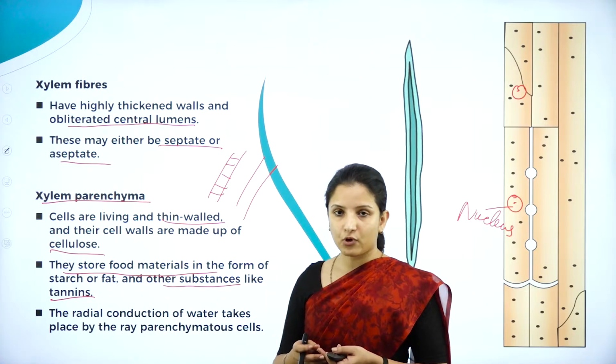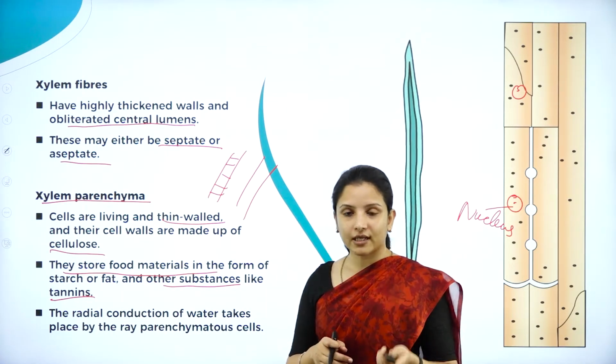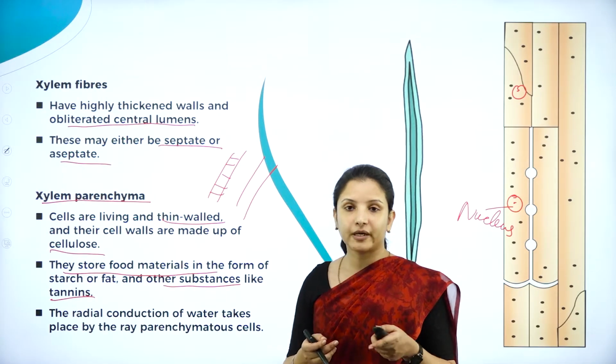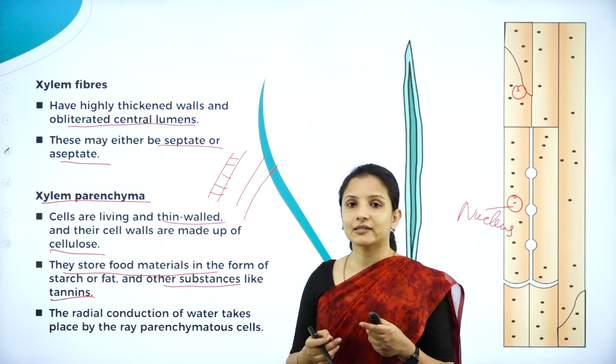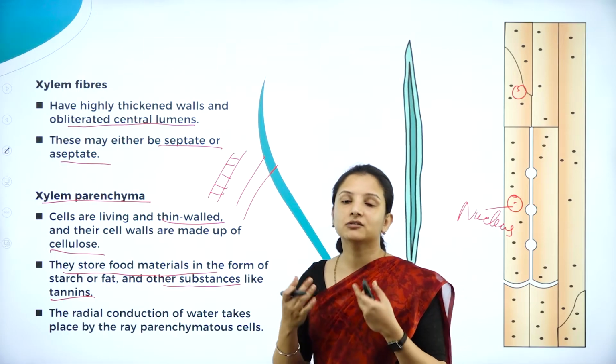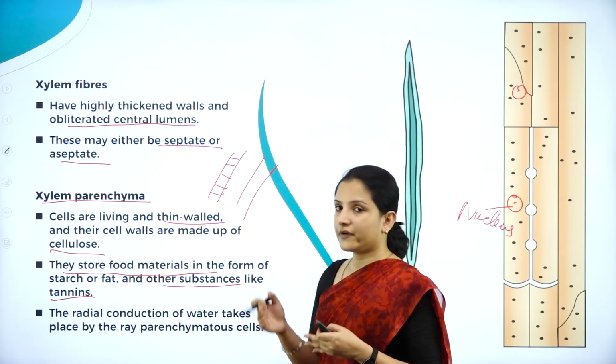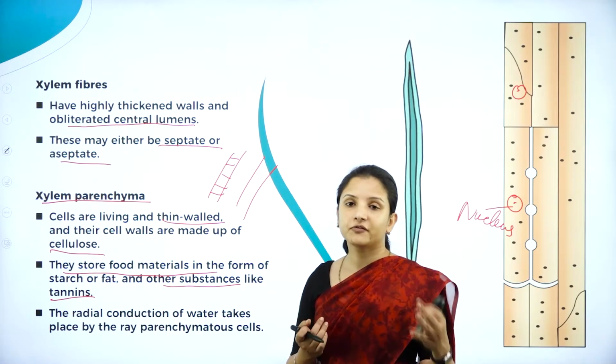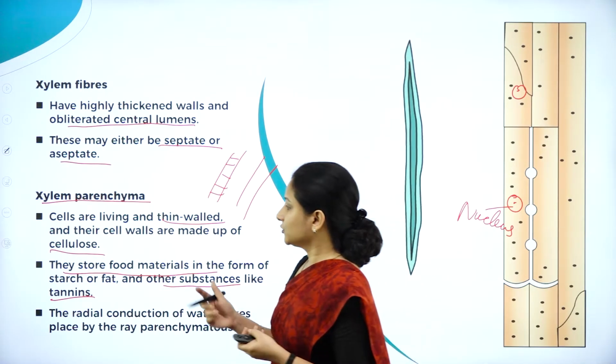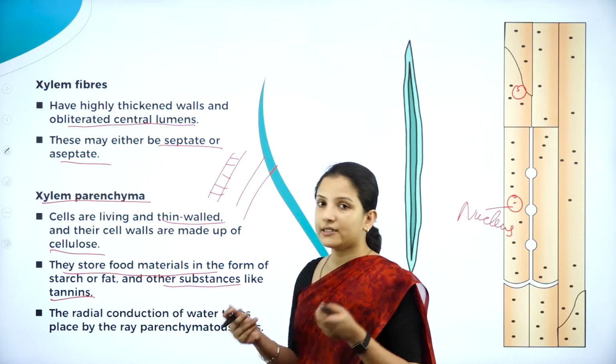Tannin is one of the important components, a secondary metabolite that is produced by the plant body, and these tannins protect the plant against herbivorous animals or other insects. So tannins also play a very important role in the defense strategy of the plant. So these are the components that are stored.